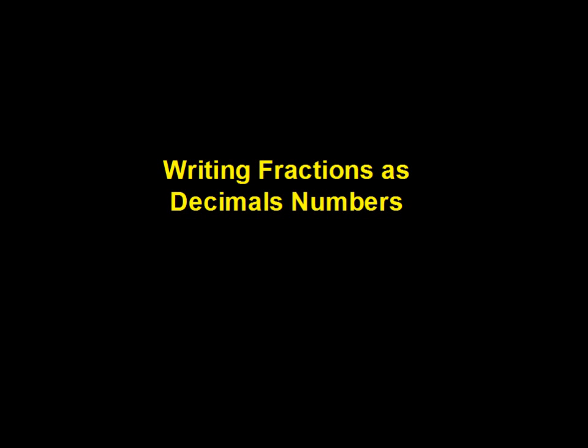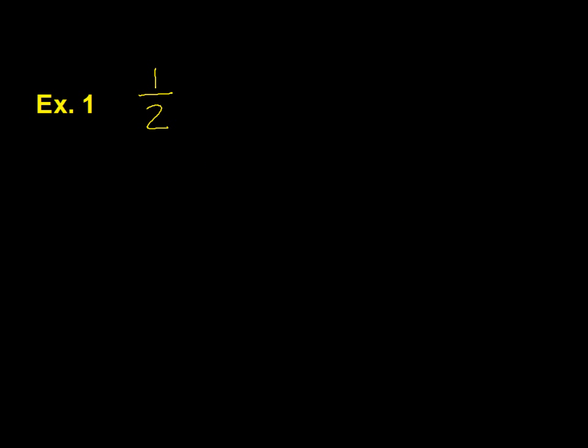Alright, today's lesson is titled Writing Fractions as Decimal Numbers. Let's take a look at example number 1. Example number 1, 1/2. Now the easiest way to change a fraction into a decimal number is to divide. So really what we have here is 1 divided by 2.